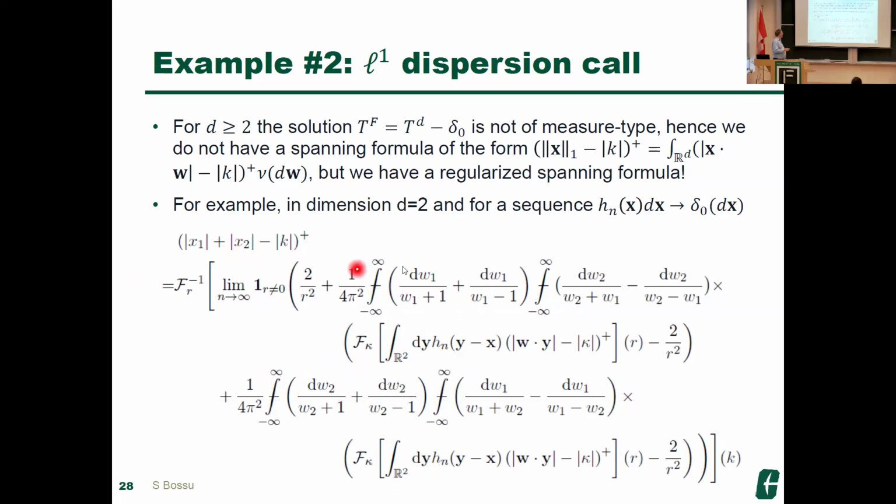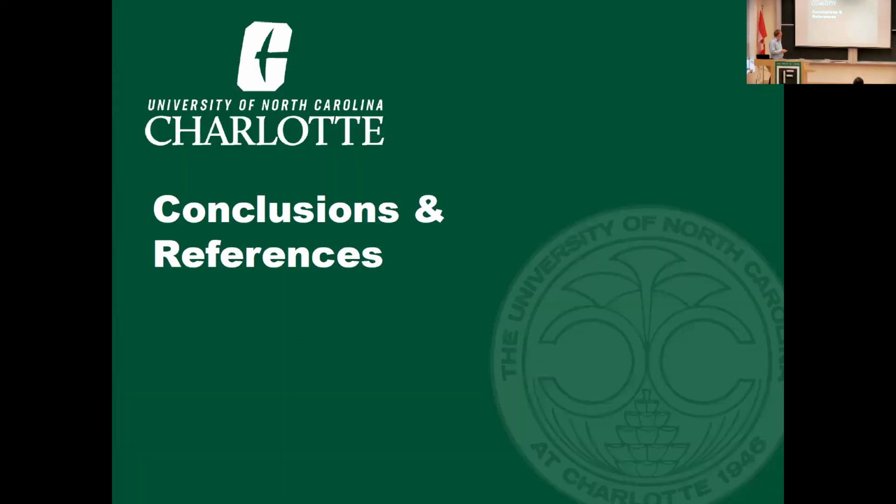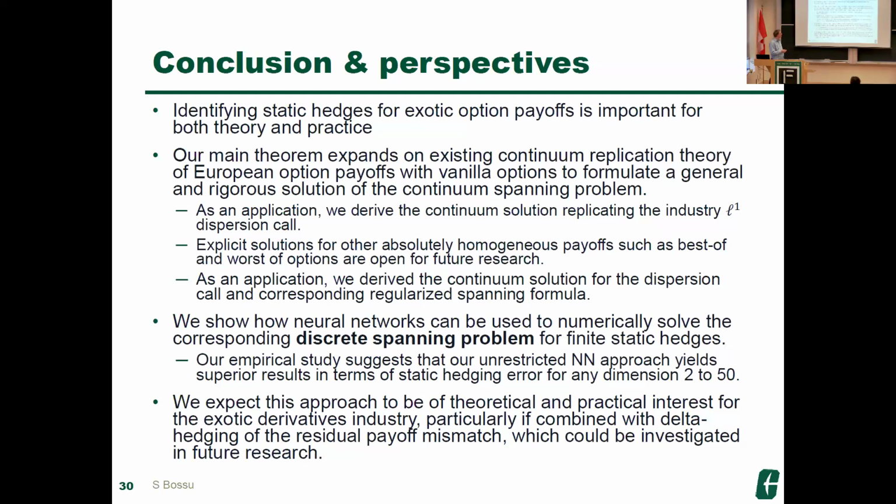So, we're still thinking that it might be possible to get rid of these Fourier transform expressions here. But otherwise, you get something that is as close as you can get to essentially a portfolio, a continuum of basket calls with Cauchy integrals here. So that's the result we got. And yeah, I have some conclusions and references. So finding those static hedges is very interesting for industry. And so we found some continuum replication for the industry dispersion call, and we have also regularized solutions.